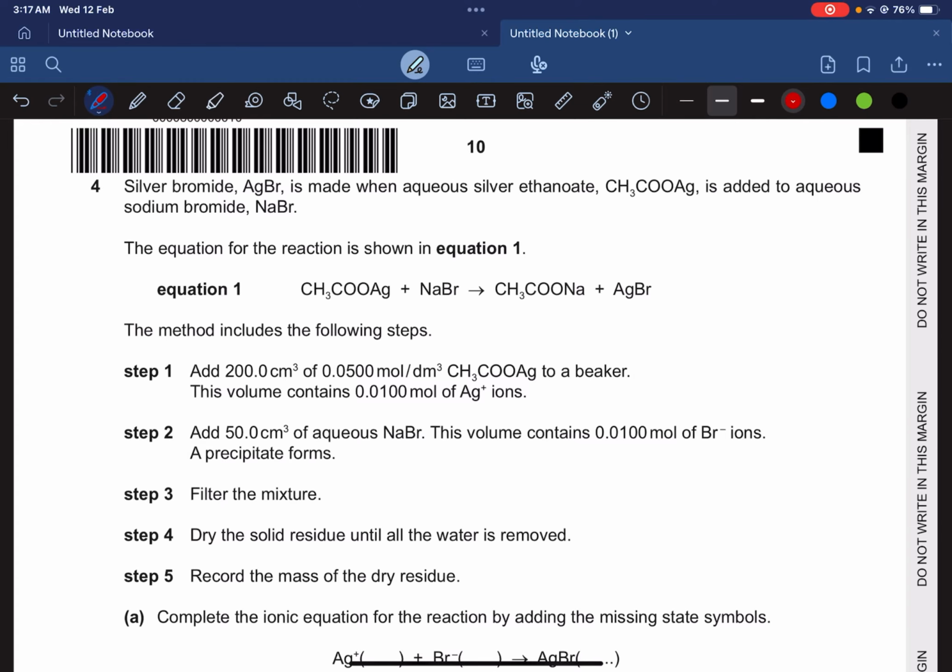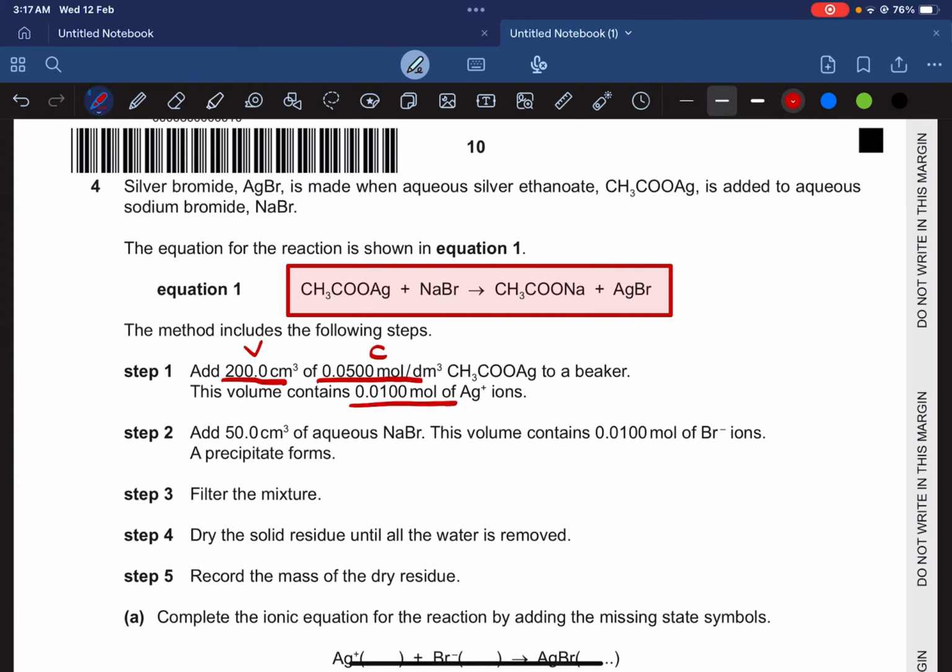Okay, so here we are forming a salt. If you have read it, you should know that we are forming a salt. This is the equation we are given. We are adding 200 cm cube of this. This is the volume. Just write it over the things, because that's going to help you calculate moles. This is the concentration. The volume contains these many moles. These are the moles of Ag+ ions.